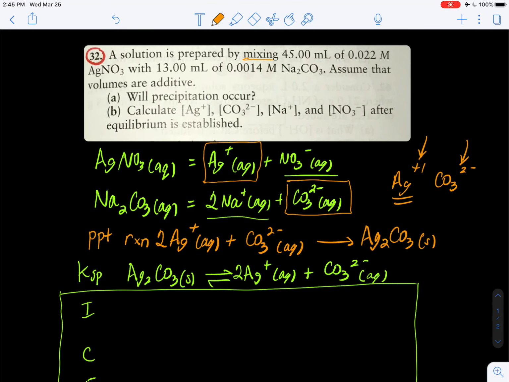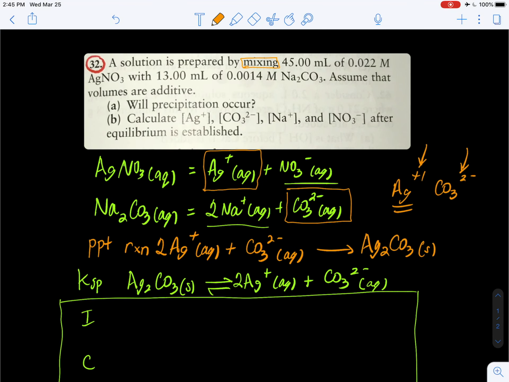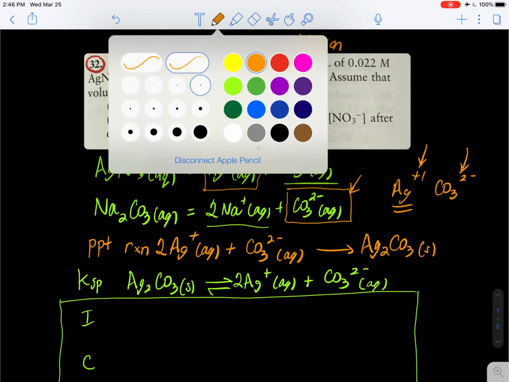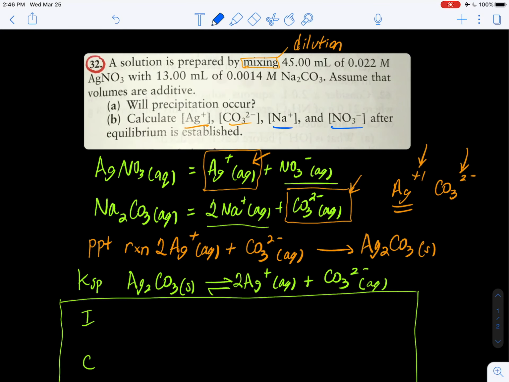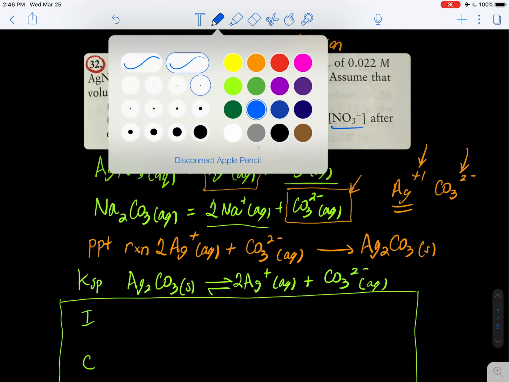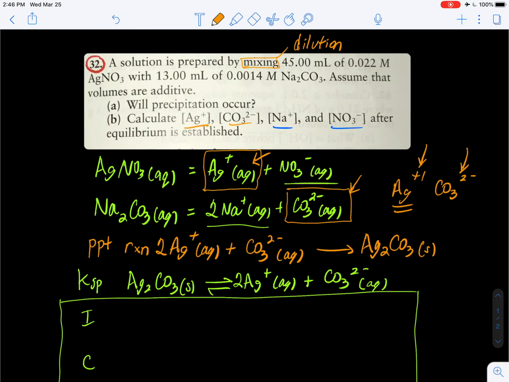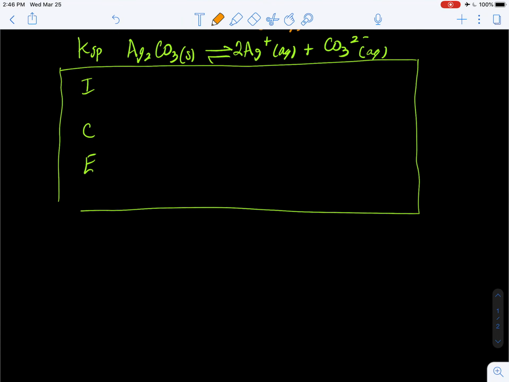For now, remember what we talked about previously. When you mix two solutions, you're going to have to do a dilution problem first. Okay, and we're interested in primarily these two substances, okay? Silver ion and carbonate. Now, for solving part A. For part B, we're not only going to solve for silver ion and carbonate, but we're also going to solve for sodium ion and nitrate ion, and we'll do that later, okay? So for now, let's go ahead and do the dilution, okay?